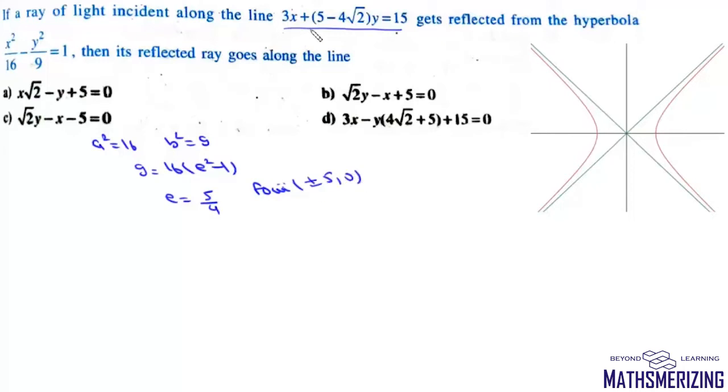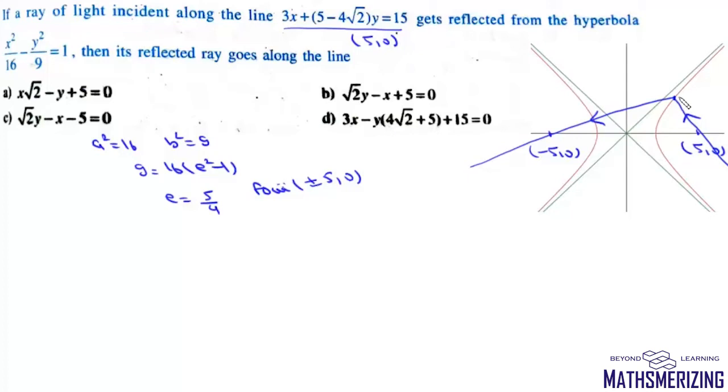Now this line 3x + (5 − 4√2)y = 15 passes through (5, 0). So our incident ray will pass through one of the foci, which is (5, 0), and the reflection property says that the reflected ray will pass through the other focus, which is (−5, 0). So we have this ray, and then we'll need to find the equation of the reflected ray. What we'll do is find the point where this incident ray strikes the mirror.